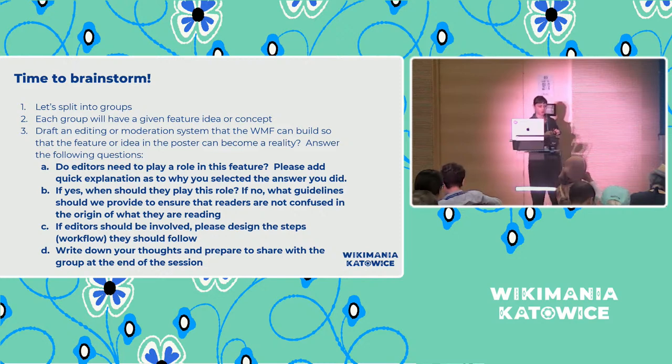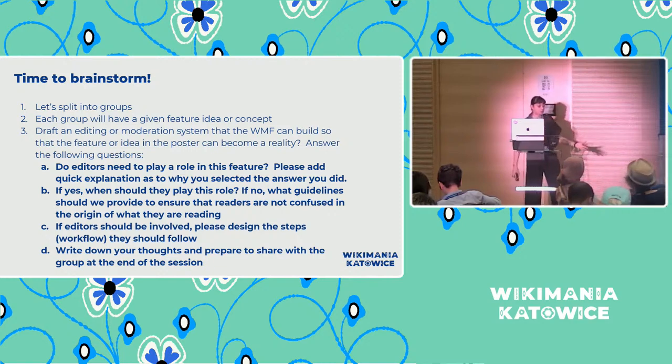And for each group, we will give you a feature idea or a concept, one of the ones that you saw on the slides. And we will try to, together, draft a moderation system that we can build so that we can allow communities some control over this AI-generated content. We have some very specific questions for each feature as you're looking at it. The first one is, do you think editors need to play a role in this feature? And if you can, have someone take notes. Please add an explanation as to why you think yes and why you think no.